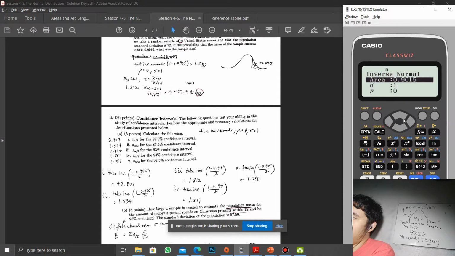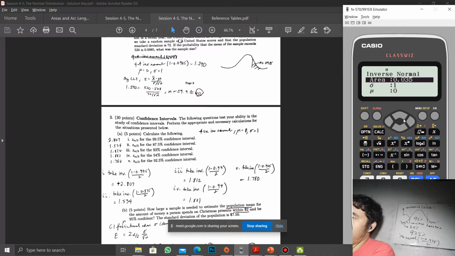Inverse normal, 99.9. Parating positive yung value. Okay? Divided by 2. Negative 2.807. Number 2. 1 minus 0.875 divided by 2. Negative 1.534. Next. 1 minus 0.93 divided by 2. Solve. Negative 1.811 or 812.